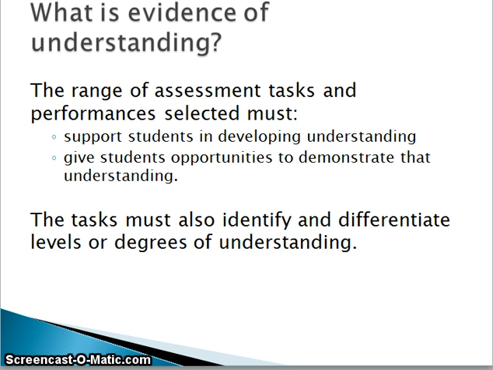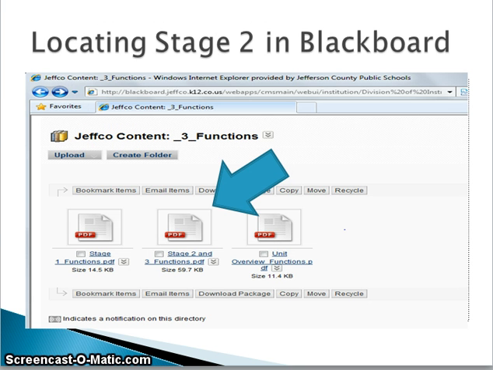Assessment should be ongoing and varied. There should be a balance of different types of assessments. The range of assessment tasks and performances selected must support students in developing understanding of the content in units and give students opportunities to demonstrate that understanding. The tasks must also identify and differentiate levels or degrees of understanding.